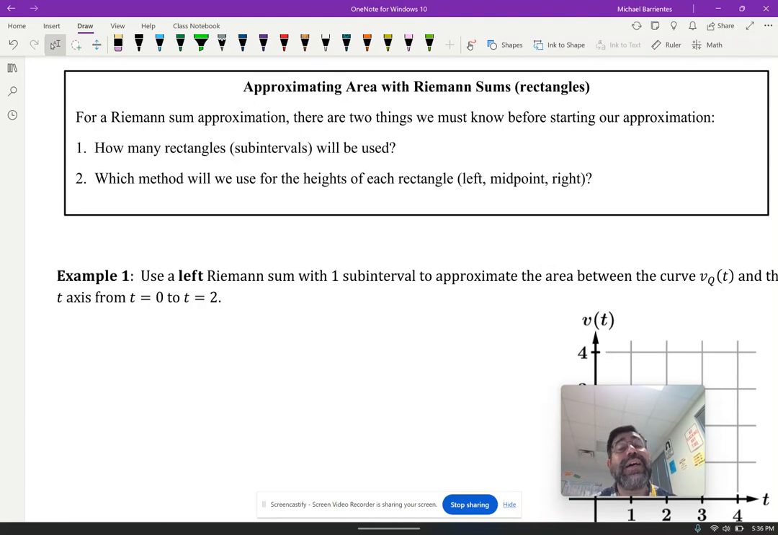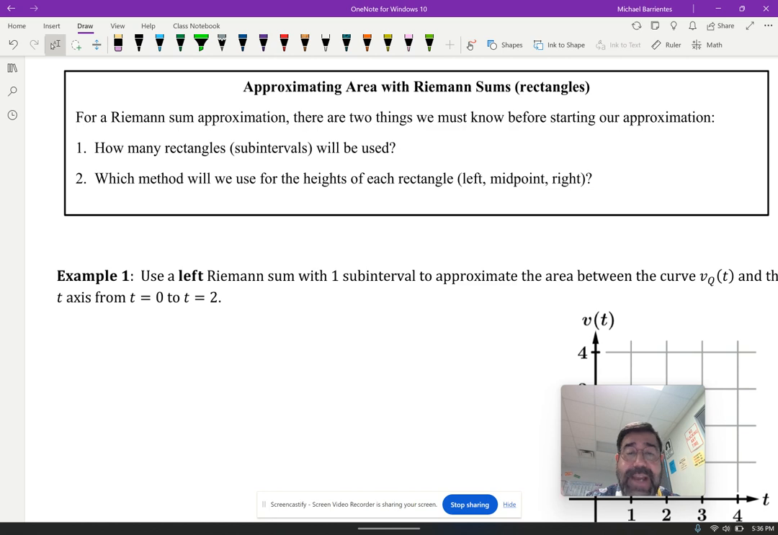Are we going to measure the height on the left side, like we did on the previous example? Are we going to measure it on the right side? Or are we going to measure it in between at the midpoint? And so we have different types of rectangles: left rectangles, midpoint rectangles, right rectangles. But all of them are called Riemann sum rectangles that will approximate.